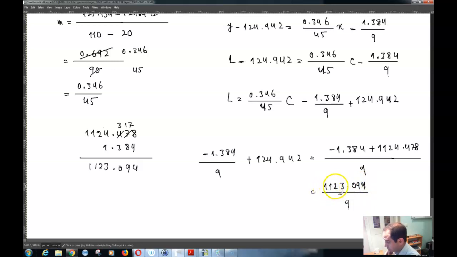5 plus 2 is equal to 7. 7 plus 13 is equal to 20. You cannot simplify it any further. So you can write this as plus basically 1123.094 divided by 9. And here you can write 0.346 divided by 45 times C, which is equal to L.